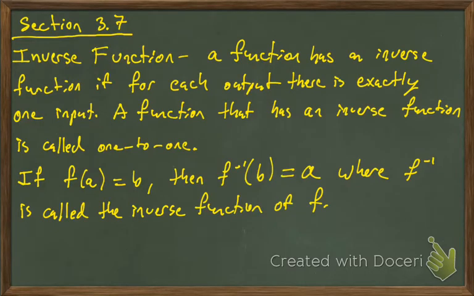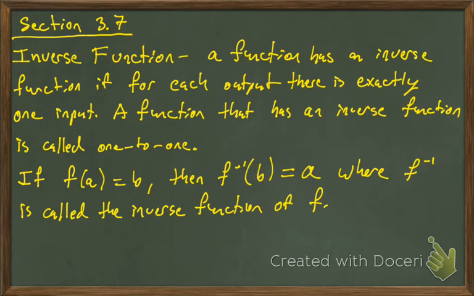Alright, in this video we're going to look at inverse functions. So the first thing to figure out is when do we actually have an inverse function. We're going to say that a function has an inverse function if for each output there is exactly one input. A function that has an inverse function is called one-to-one, and we've already looked at one-to-one functions in the past.